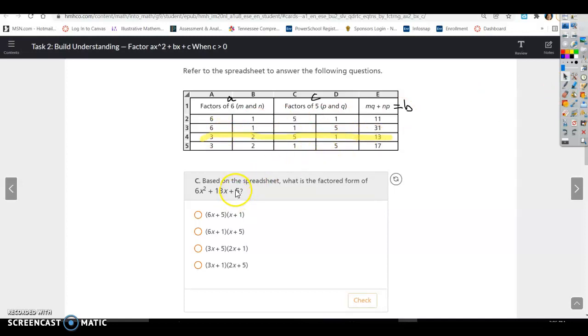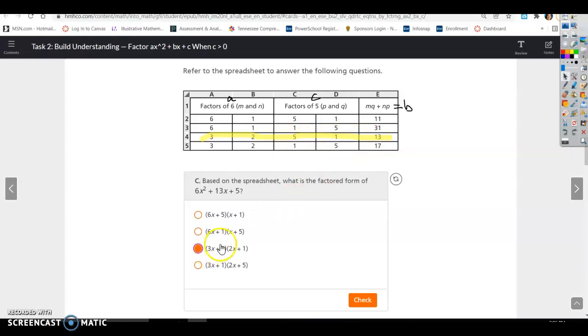All right, so it says based on the spreadsheet, what is the factored form of this expression? So we're going to have L and N, so we're going to have 3 and 2. So it's got to be one of these second two. So it's going to be 3 and 2, and then 5 and 1. The order here would matter because that's going to give us 13 in the middle.